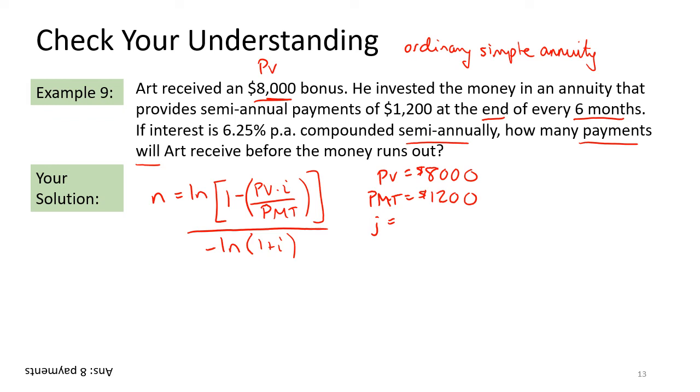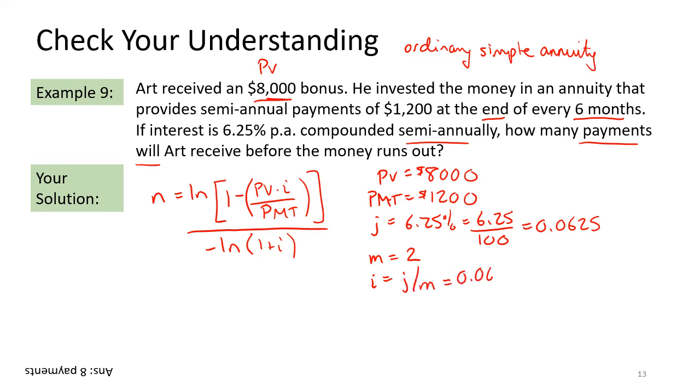In this instance, the nominal interest rate is 6.25%, which is equal to 6.25 divided by 100, removing the percentage sign, or 0.0625. It's given that it's semi-annual, so our value for m, our number of compounding periods per year, is 2. So our periodic interest rate, I, which is j divided by m, is 0.0625 divided by 2, which gives us 0.03125.